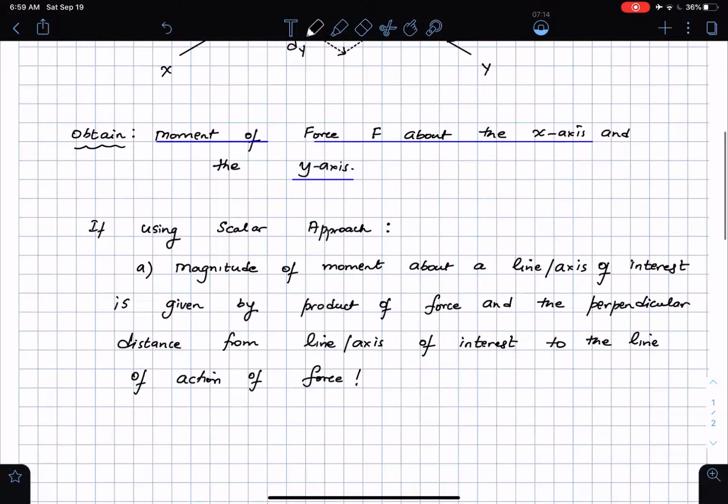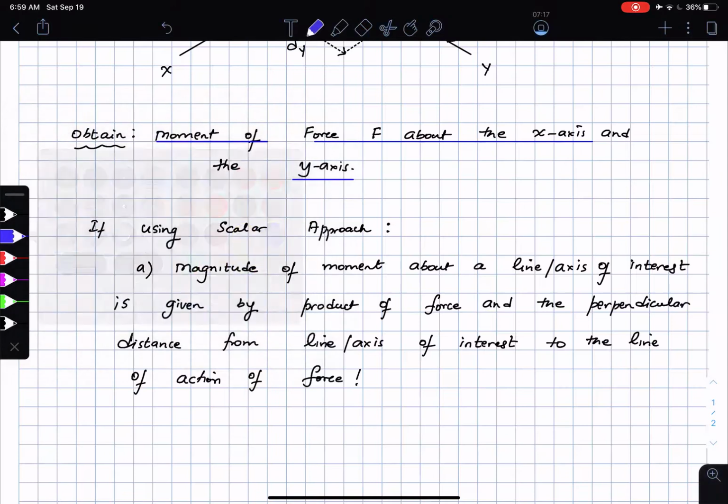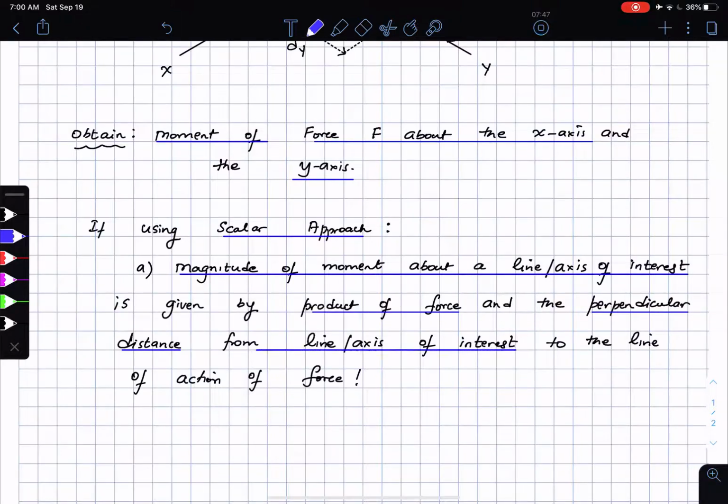Okay, so this is typically the scalar approach. Let me underline some keywords right down here. If you're using the scalar approach, the magnitude of the moment about a line or an axis of interest is given by the product of the force and the perpendicular distance from the line or the axis of interest all the way to the line of action of the force. So that's typically the magnitude.